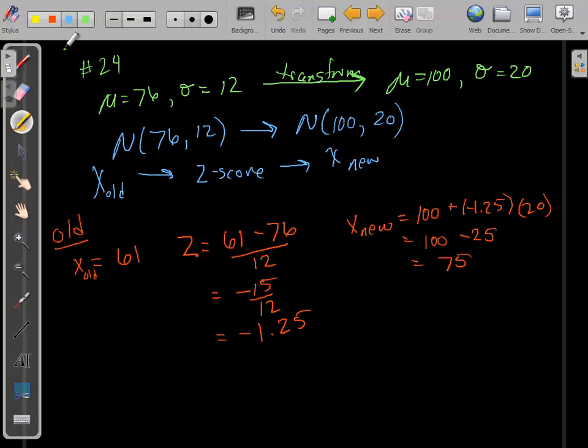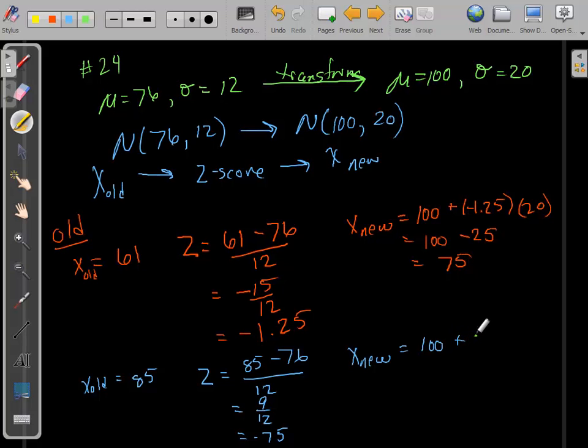Okay, let's try one above the mean. So the old score is 85. The z value for that is going to be 85 minus 76 over 12, which is 9 over 12, that's 3 over 4, so 0.75. Then our new score is going to be 100 plus 0.75 times 20, so 100 plus 15, so 115. Okay, again, I'll pause the video and let you try some examples if you would like.